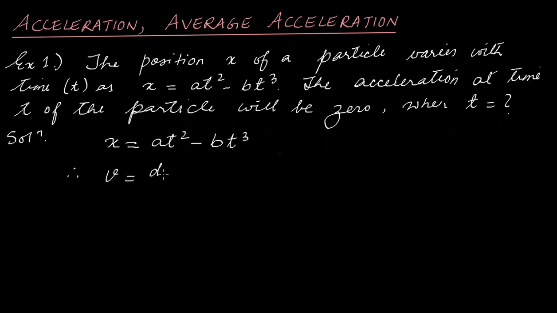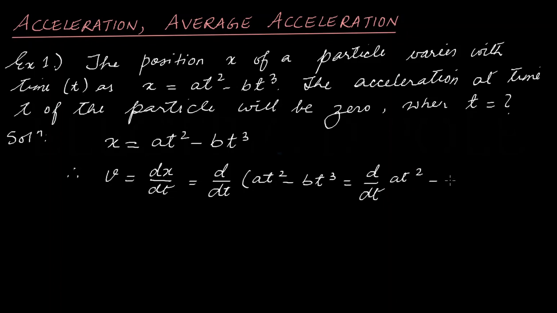Velocity here is dx dt. Differentiate this, you'll get 2t. Okay, let me not do the shortcut. So differentiate d dt of at square minus bt cube. So here you differentiate d dt of at square minus d dt of bt cube. Okay, so you get v is equal to a here. I can take this a outside.